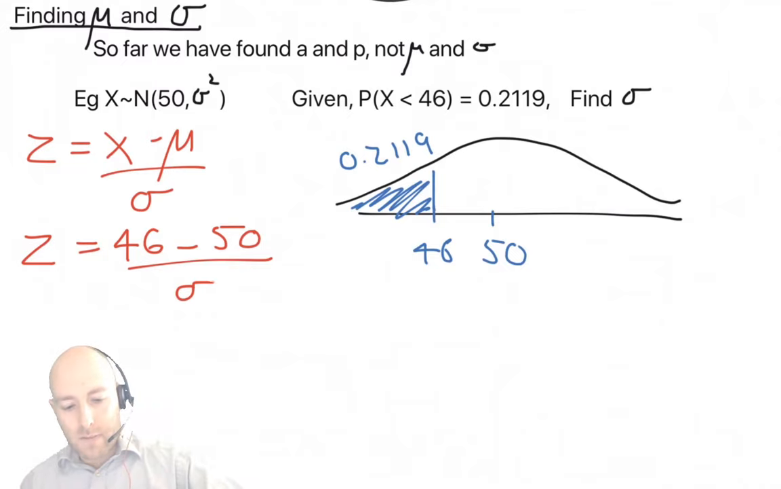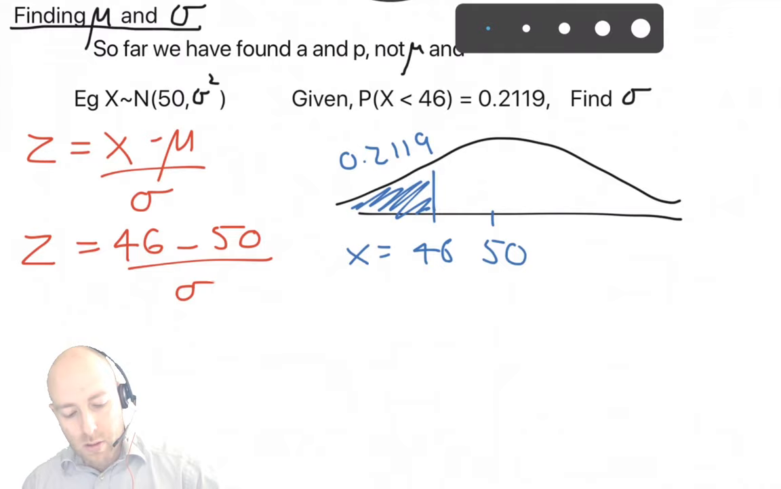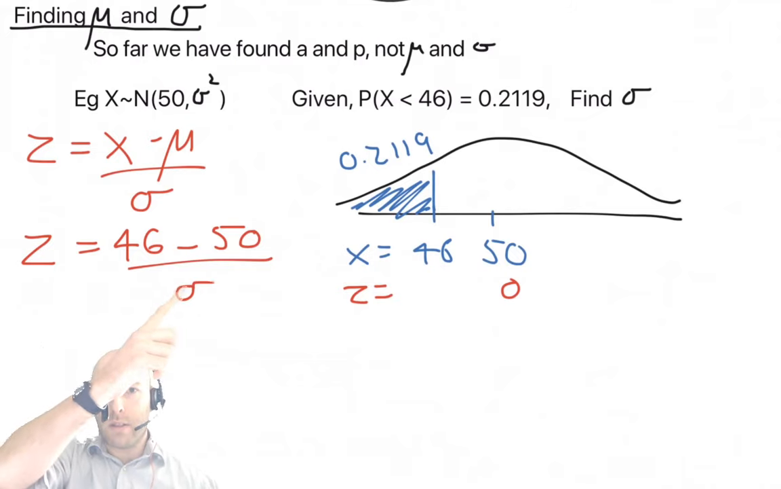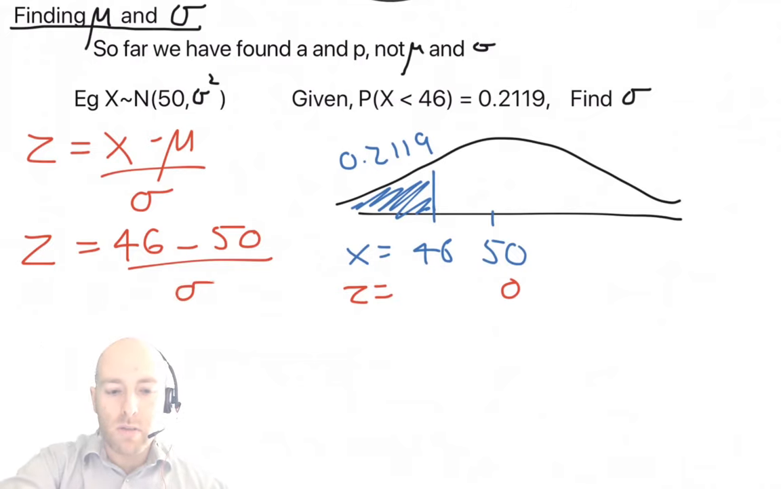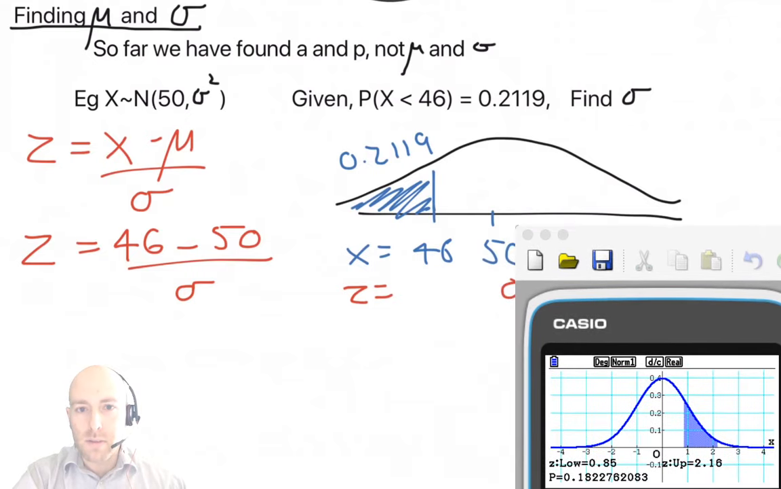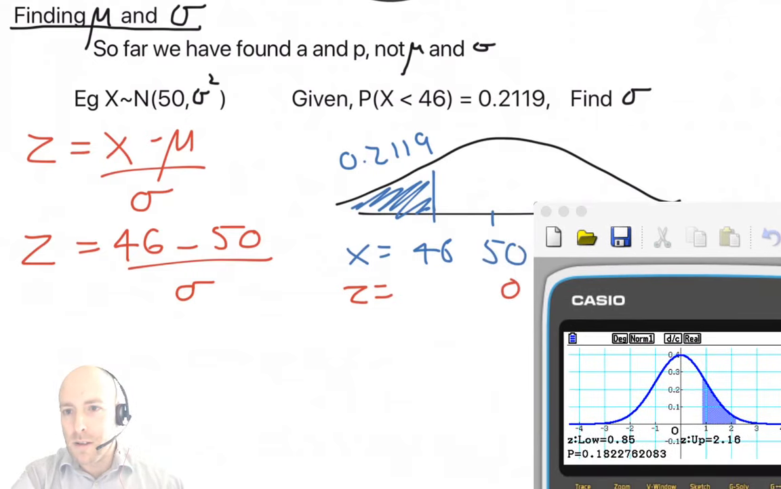I can find the z value, because obviously these are x values. I can find the z value that corresponds to this. So obviously the 0 is the mean. We can do that just using a calculator. Find z, put it into this one, and then we can find what sigma is. So if I bring up the calculator and squeeze it in here.